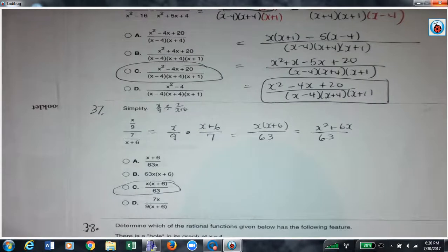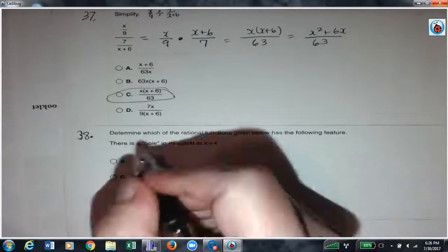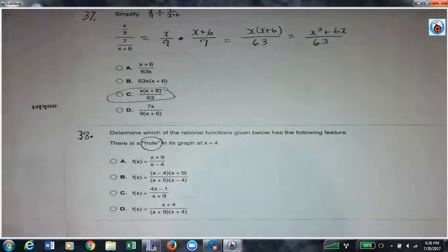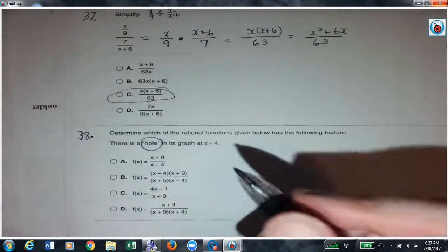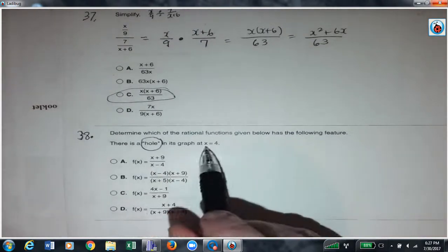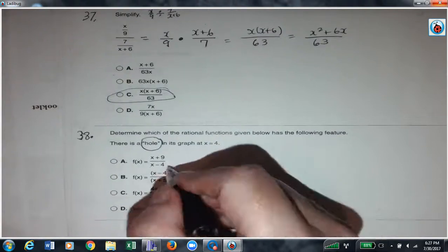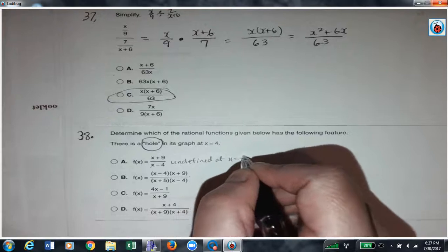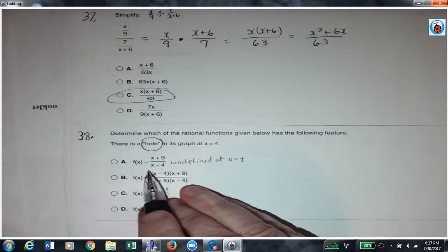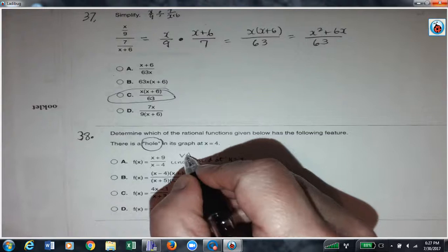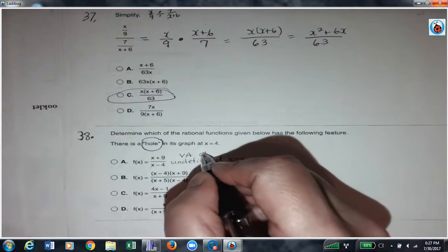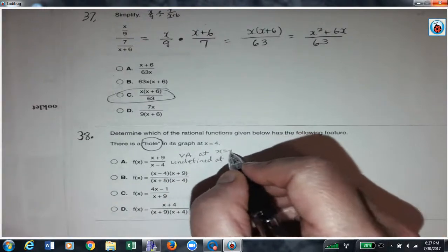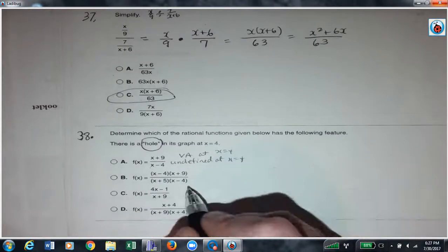Okay. Now, a hole means it is a value where it's undefined, but it cancels. So there is not a hole at x equals 4 in this. This is undefined at x equals 4. And we, in fact, get a vertical asymptote. The vertical line x equals 4 is our asymptote.